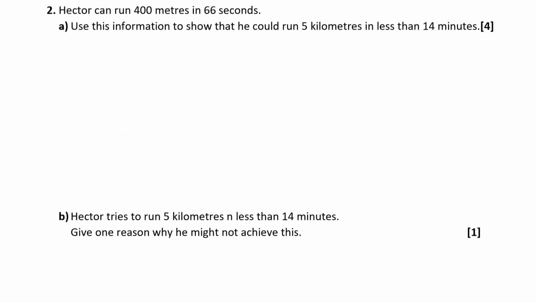Hector can run 400 meters in 66 seconds. Use this information to show that he could run 5 kilometers in less than 14 minutes. So he can run 400 meters in 66 seconds. So what is his speed that he's running at then? We've been given this, which is distance traveled, and this, which is time taken.